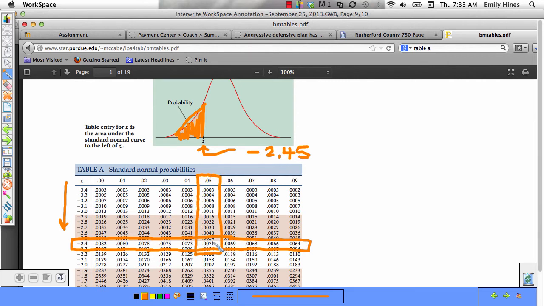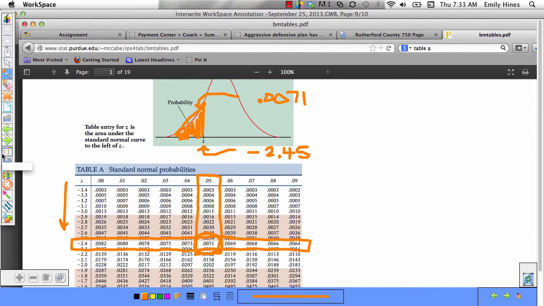Where these two intersect, that's my probability. So if this z-score is negative 2.45, this probability is 0.0071. So there are less than 1% of values below negative 2.45.